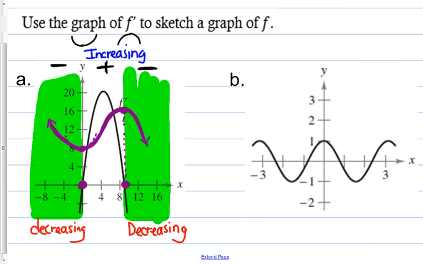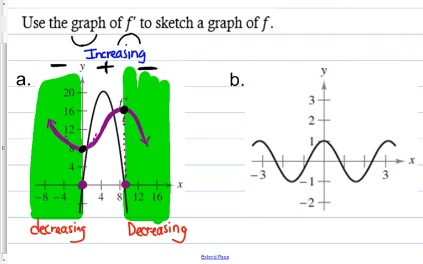So I need to make sure it's decreasing all the way to 0, which is right here, and then increasing all the way to 9, which is right here, and then decreasing again at the end. So we're going to go with that. That's my sketch right there. Okay. B, same thing.